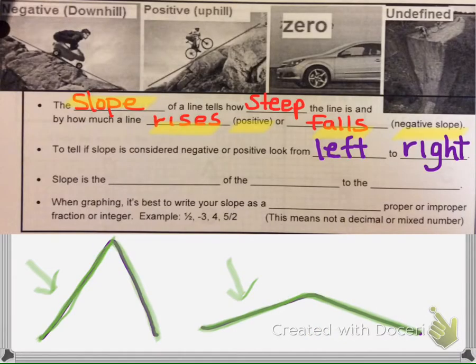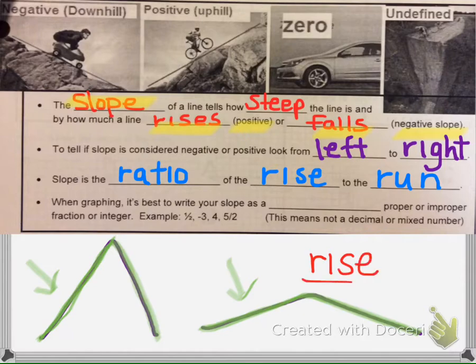So to get the actual number for slope, we just talked about how to tell if it's zero, negative, positive, or undefined. But to actually get the number, like 2 or 2/3, slope is the ratio of the rise to the run. It's a ratio, so we can write it in fraction form.